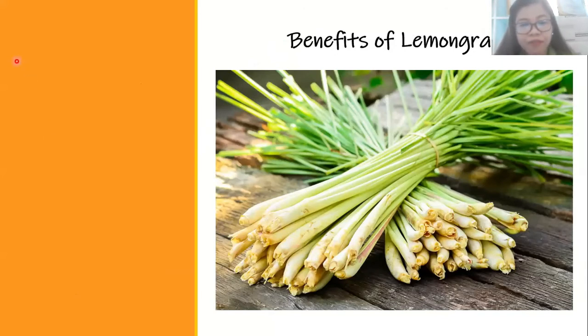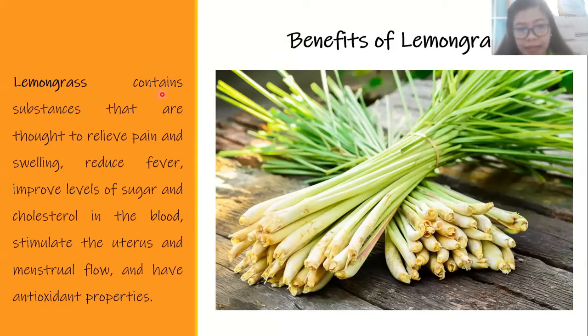Lemongrass contains substances that are thought to relieve pain and swelling. It can also reduce fever, and improve levels of sugar and cholesterol in the blood. It also helps in stimulating the uterus and menstrual flow and has antioxidant properties. In the Philippines, people would boil this part and then drink the water from it. They said that it helps you feel better.